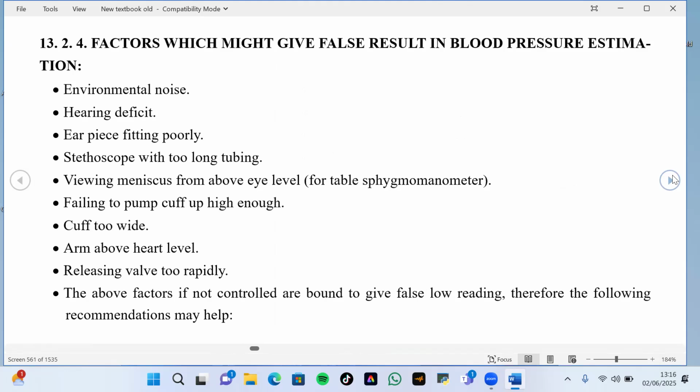Factors which might give false results in blood pressure estimation include environmental noise, hearing deficit, where the person cannot hear well, earpiece fitting poorly into the ear canal, stethoscope with too long tubing, viewing the meniscus from above eye level, failing to pump the cuff up high enough, cuff too wide, arm above heart level, and releasing the valve too rapidly. The above factors, if not controlled, are likely going to give you falsely low results.